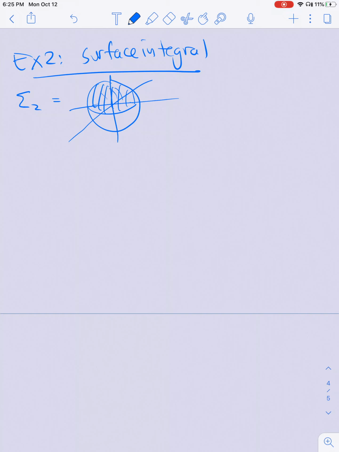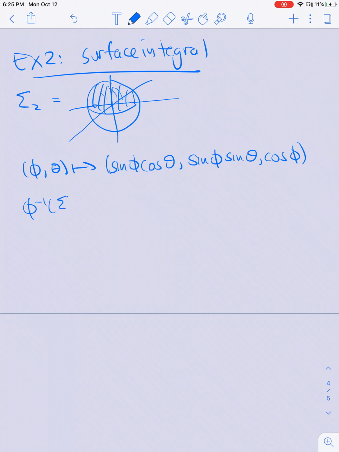And we're going to parameterize it by (phi, theta) maps to (sine phi times cosine theta, sine phi times sine theta, and then cosine phi). There's a typo in your book. It should be cosine phi, not cosine theta. And phi inverse of sigma 2 is the rectangle in phi theta coordinates, this rectangle. And you don't have to take my word for it. You can check this for yourself.